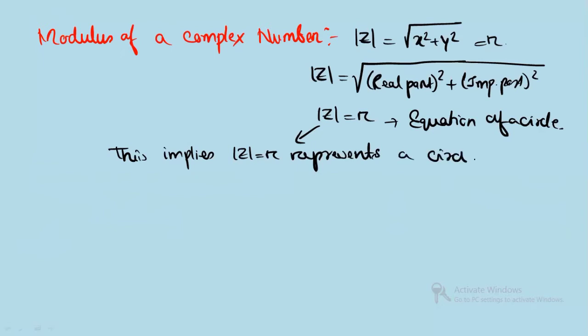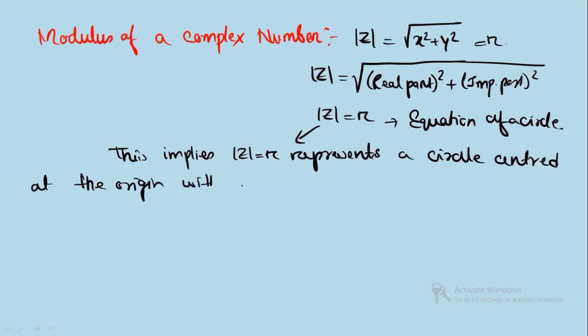It is representing a circle centered at the origin with radius r, all right? So this is very important. Modulus of z is equal to r. It is the equation of a circle which is centered at the origin and which has a radius r.